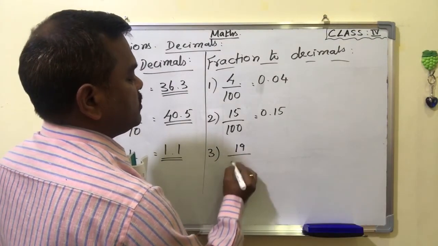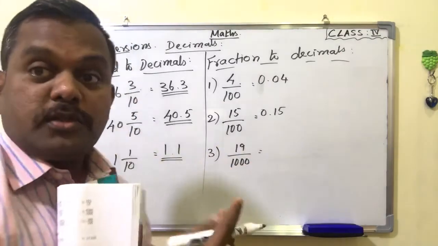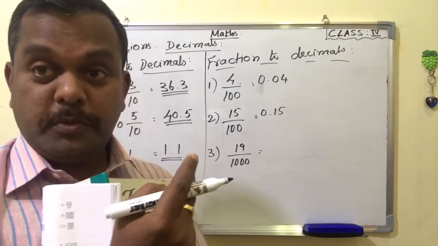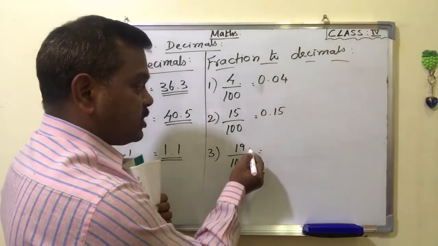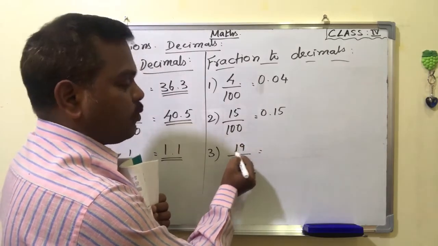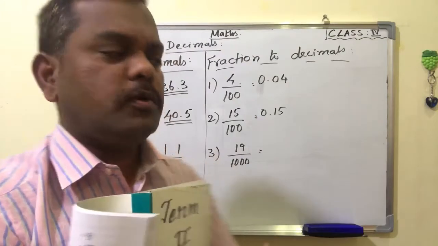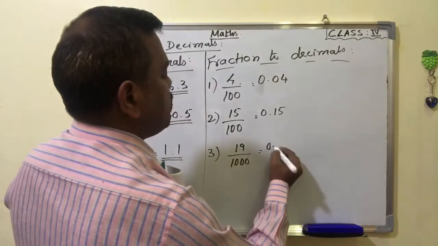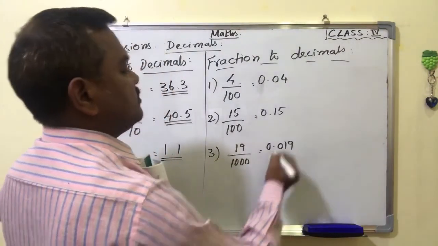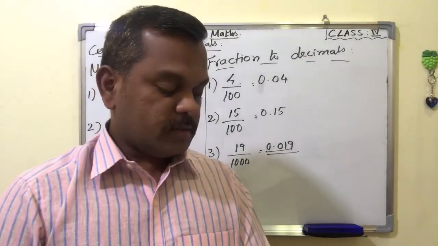19 by 1000. Look, 1000, how many zeros? 3 zeros. So you have to move this point 3 decimal places to the left side. But here there are only 2 decimal places. What can we do? Add one 0. That's all. 0.019 is the answer. Okay. Next.